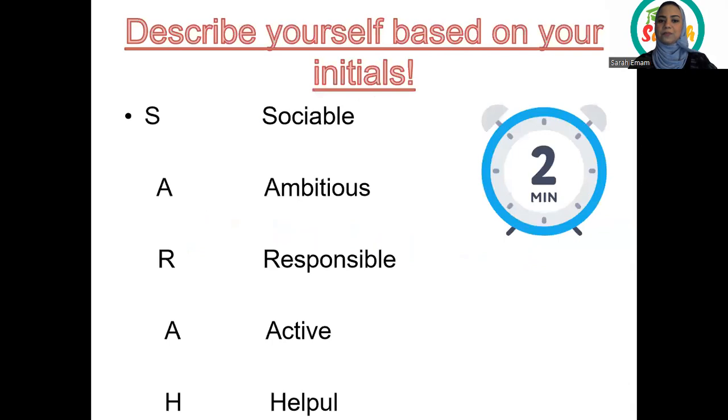First of all, that's an icebreaker activity for whoever is watching me. You can just take a minute or 2 minutes to think about some adjectives to describe yourself based on the initials and first letters of your name. As for me, my name is Sarah, so for S, I choose sociable, A, I choose ambitious, R, responsible, A, active, and H, helpful.